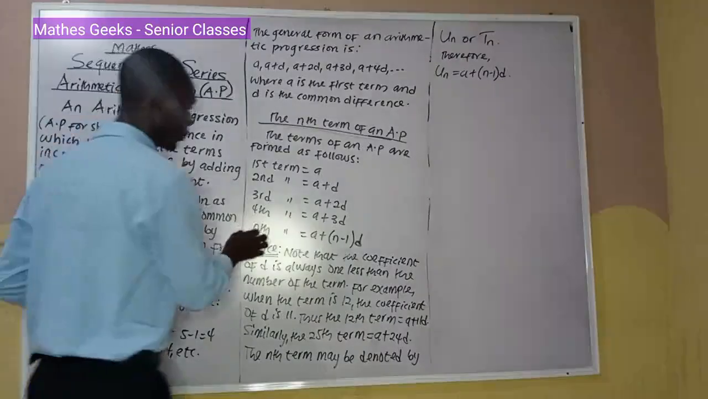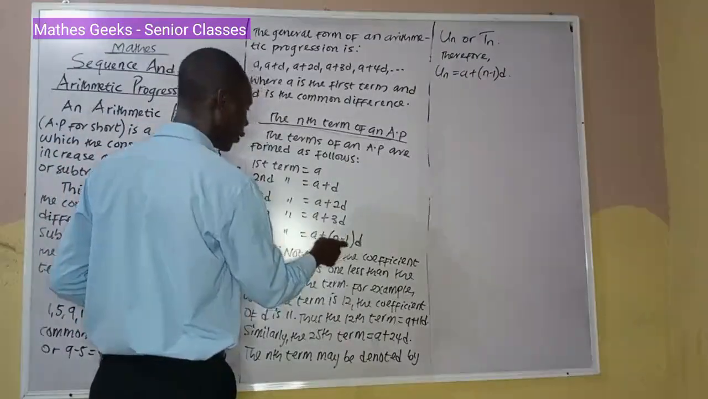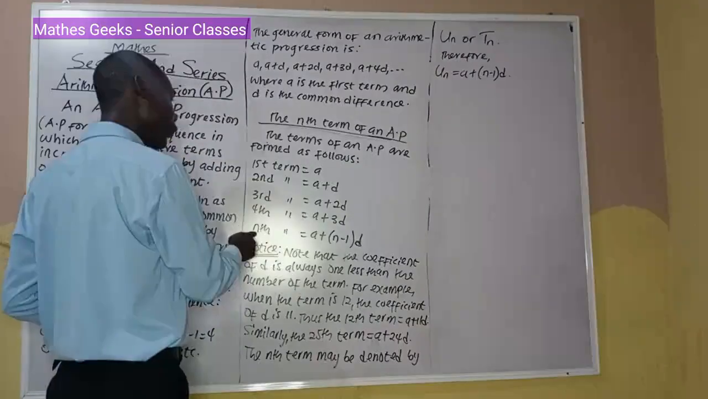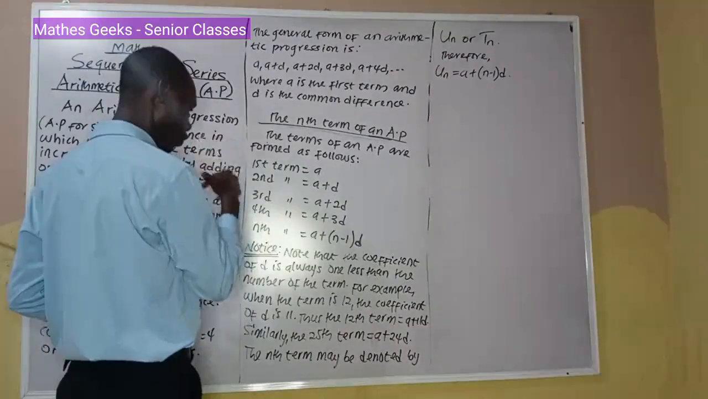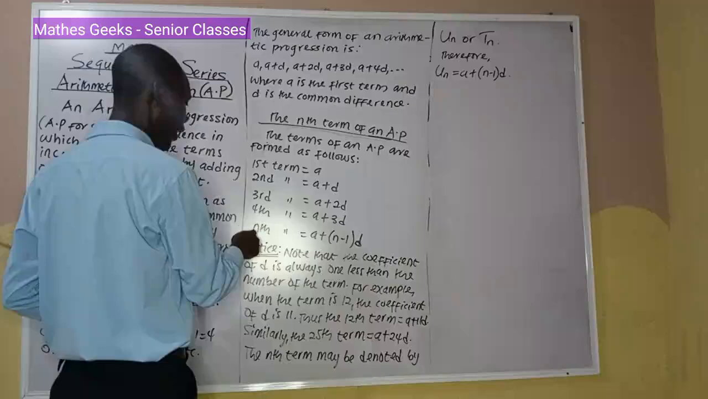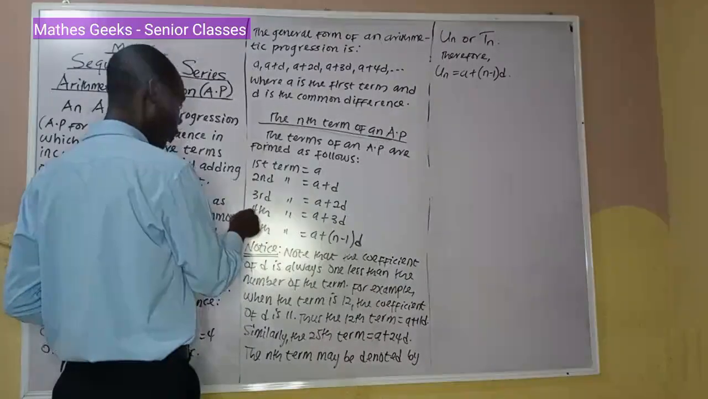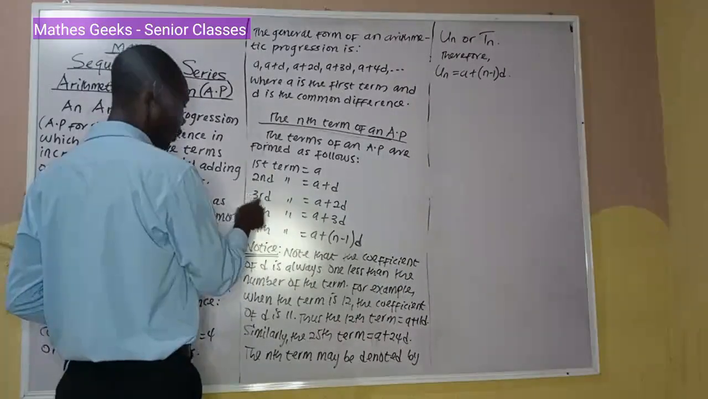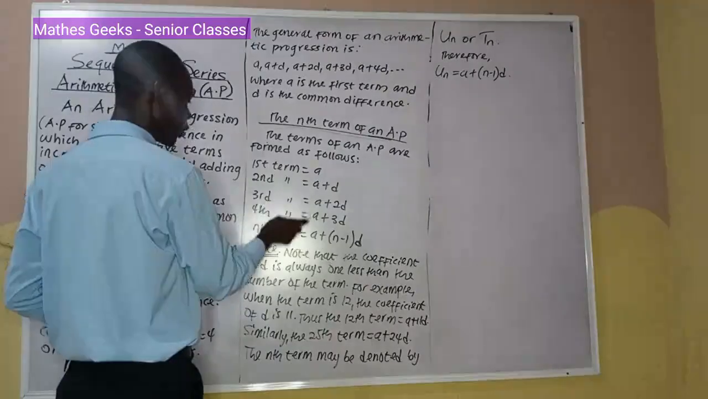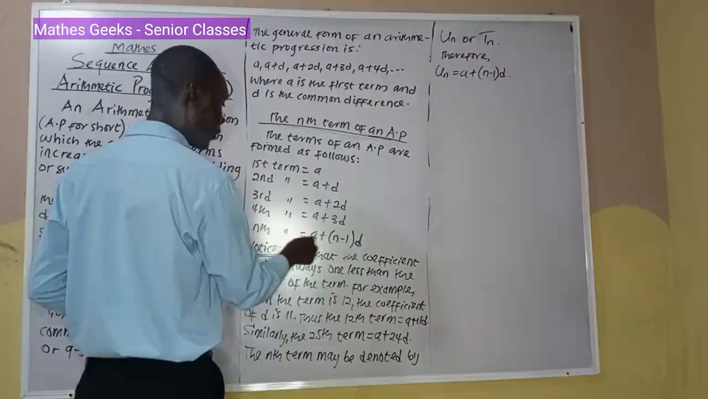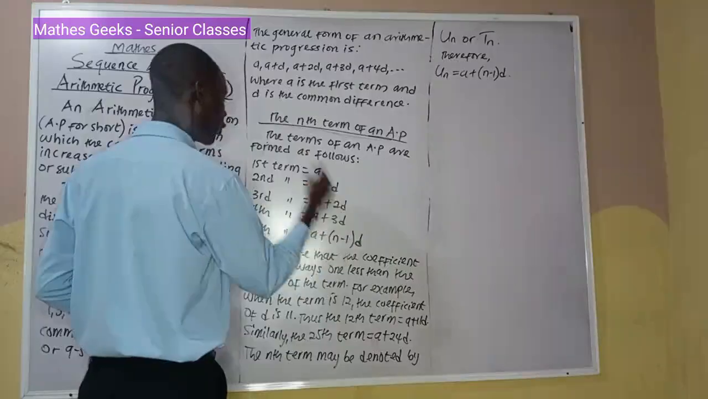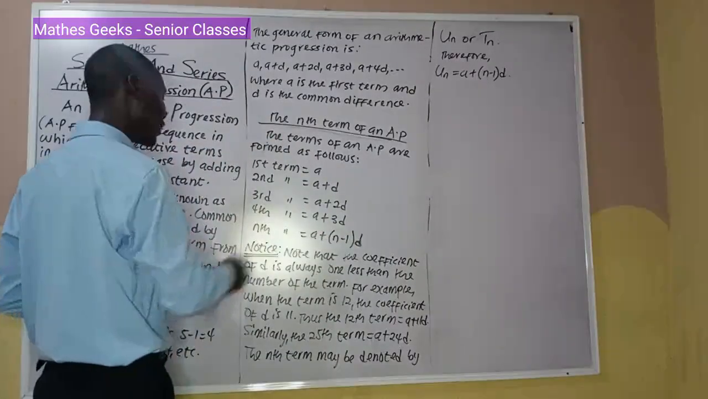So our nth term is equal to A plus (N minus 1)D. So whatever N stands for is the number of the term in consideration. So if you are looking for the 25th term, N here stands for 25. Fourth term, N here is 4. Third term, N here is 3. So the nth term is equal to A plus (N minus 1)D. So it will always be 1 less than the number of the term.